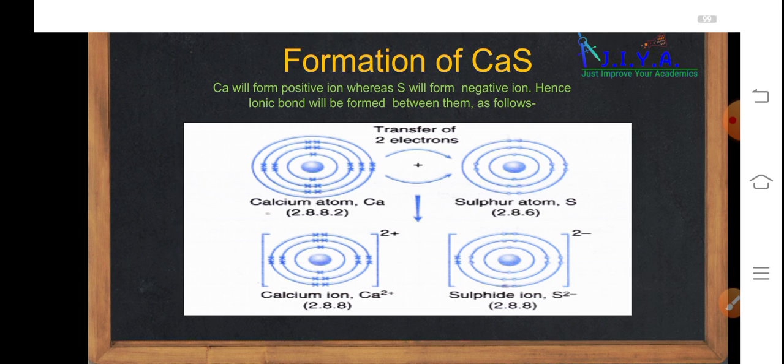Then in the second step, we need to check the electronic configuration. After checking the electronic configuration, we need to check the valence electrons of both atoms. We know that metals are electropositive, so the metal will lose its valence electron, and the non-metal, being electronegative, will gain the electrons donated by the metal. Thus positively charged and negatively charged ions are formed, and this will result in the formation of an ionic compound.